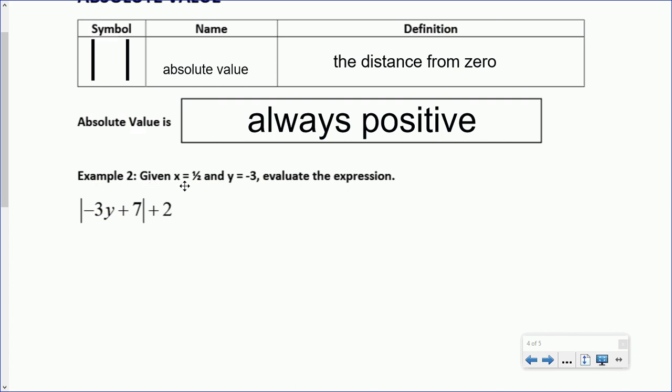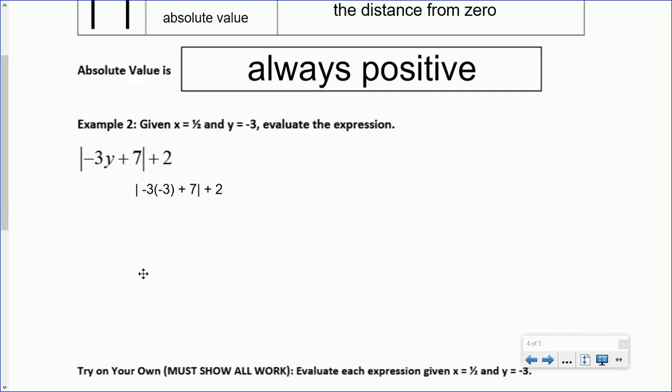So, example 2, given x equals 1/2 and y equals -3, evaluate the expression. So, step 1, I'm going to plug in -3 for the y. This is why I'm putting it in parentheses, because if I didn't have parentheses, it would look like -3 minus 3. So please make sure it's in parentheses. And there was no x, so it didn't matter. That's why it was easy.